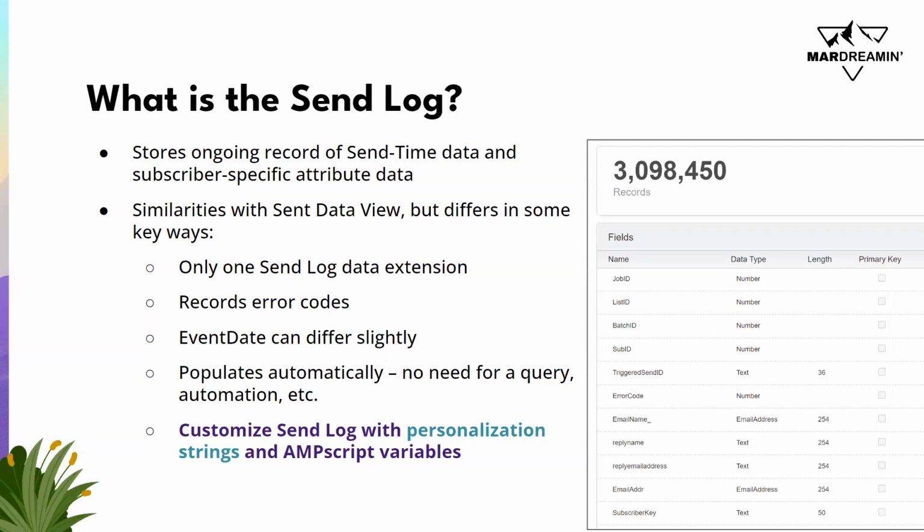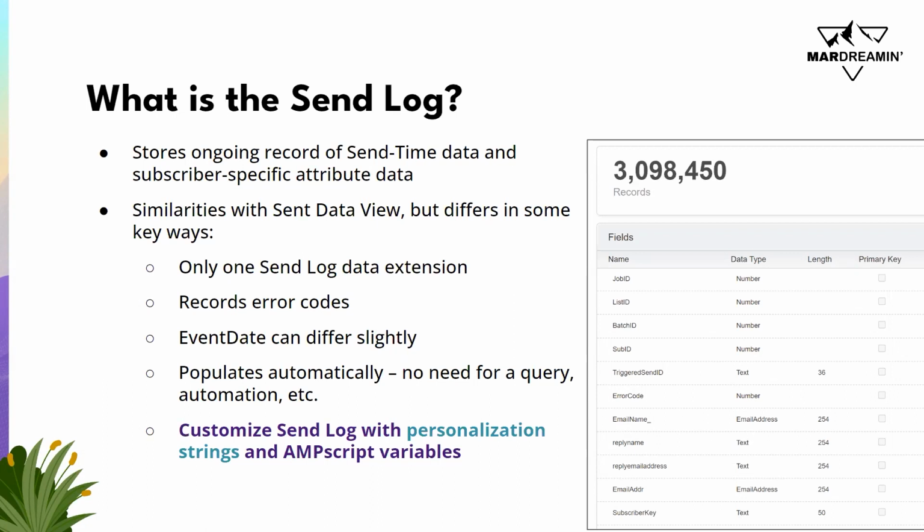The send log, once you set it up, will populate automatically. So you don't have to power it with a query, an automation, or anything like that. Just set it up in your account and it should start collecting records. But of course, the best thing about the send log, in my opinion, is that you can modify it. You can't modify any data views as they exist within Marketing Cloud Engagement. You have to create a separate query and data extension to begin those modifications.